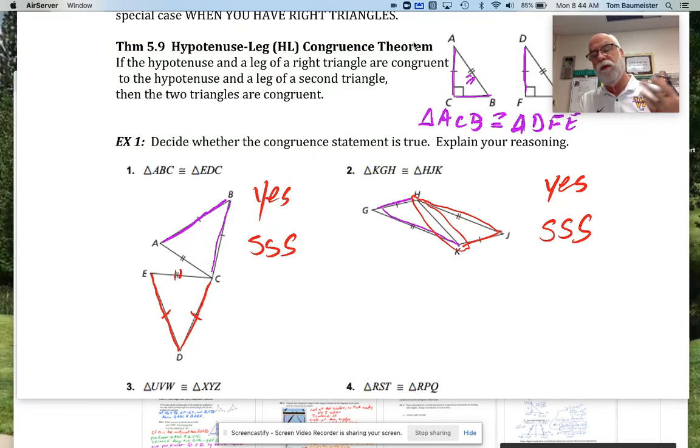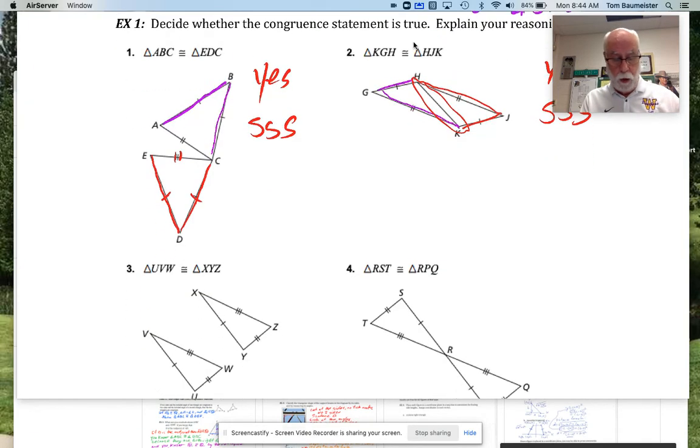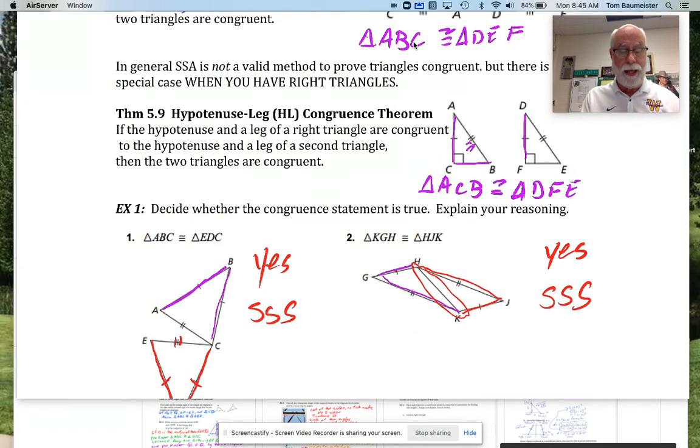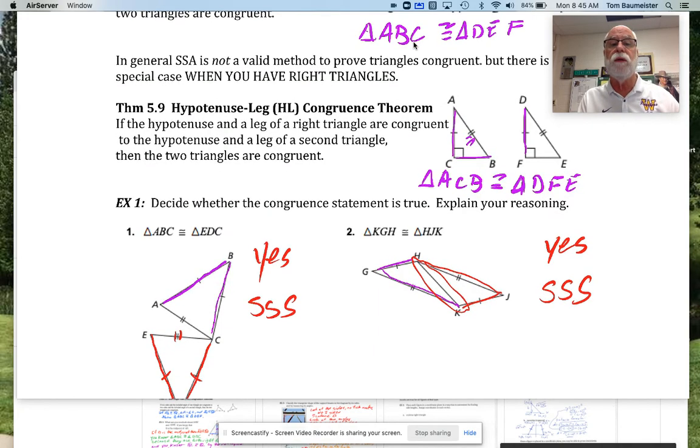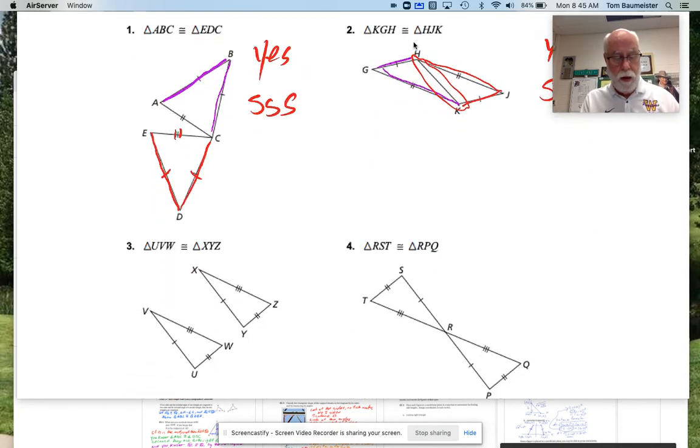But again, you'll see that as we keep going along, you're going to say, okay, yeah, this is by side-angle-side. Yeah, this one's by side-side-side. This one's by angle-side-angle. You'll kind of see as we're going along. But again, remember, we can't ever have side-side-angle unless it's a right angle in there.